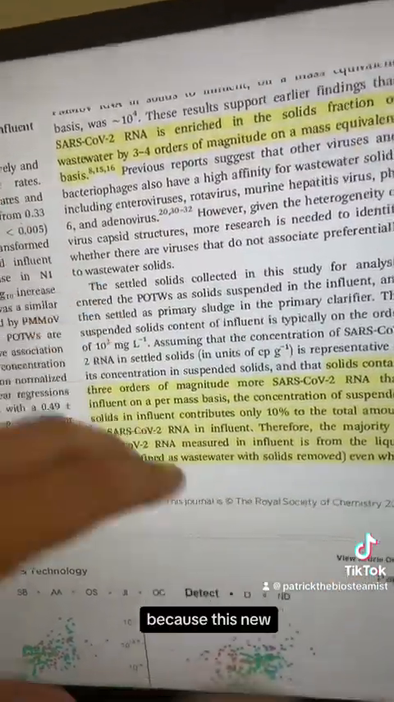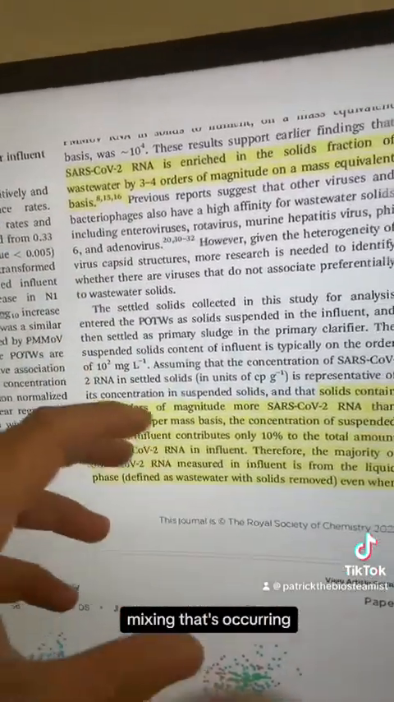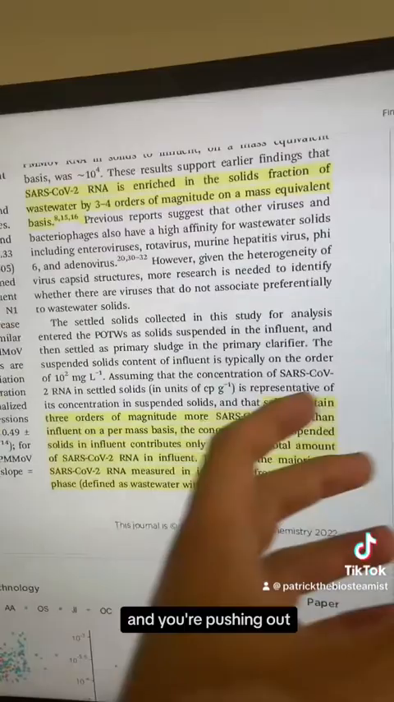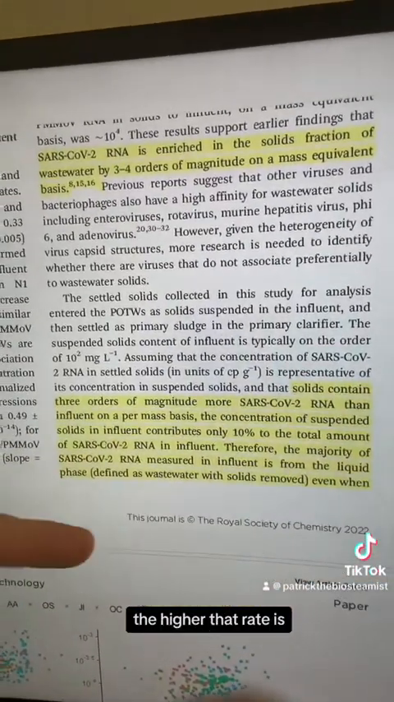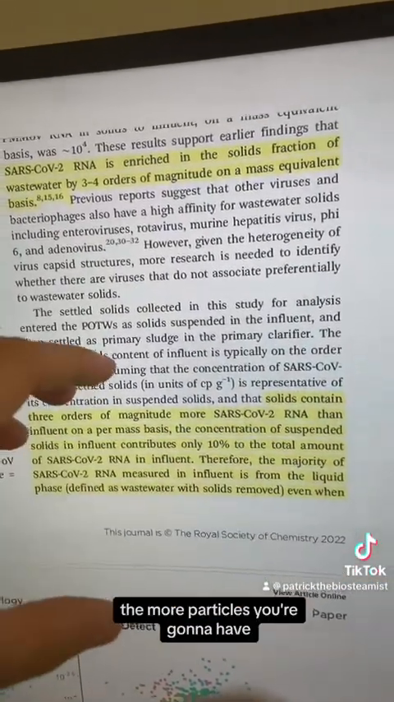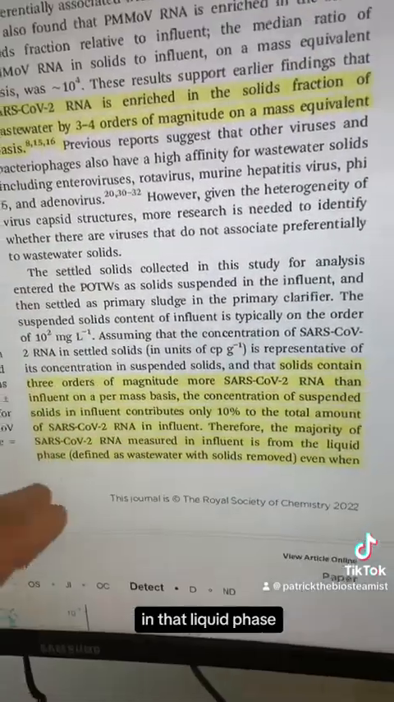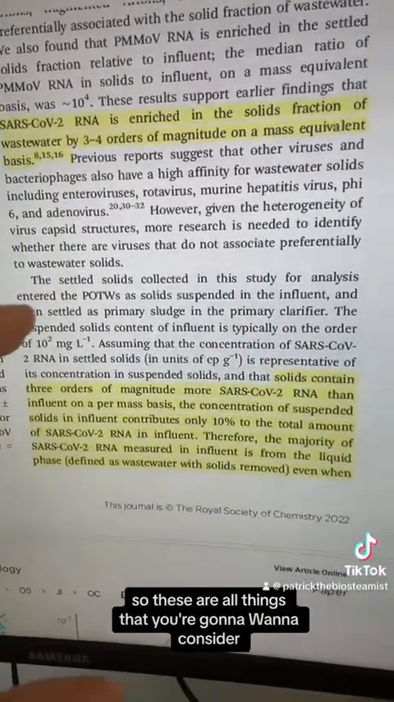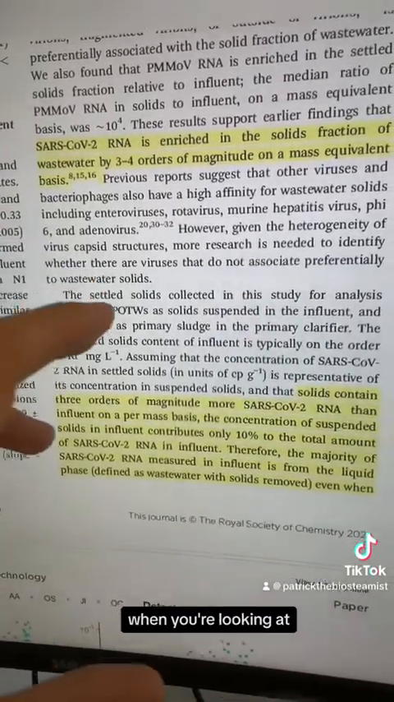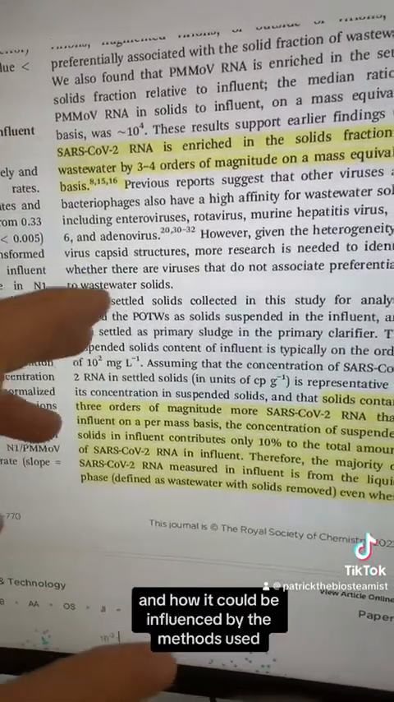Because of this new inflowing mixing that's occurring, so you're mixing and you're pushing out and you're mixing and you're pushing out, the higher that rate is, the more particles you're going to have, which means the higher the COVID concentration is going to be in that liquid phase that you're sampling. So these are all things that you're going to want to consider when you're looking at wastewater concentration and how it could be influenced by the methods used.